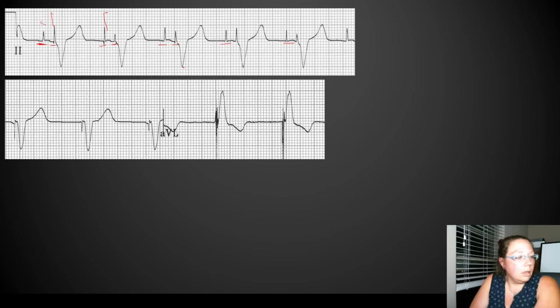Okay, so here we see the pacer spikes. You see this here? Pacer spike, pacer spike, pacer spike. Here's a pacer spike, here's a pacer spike. This one, you don't see any atrial pacer spikes. So this one is just a biventricular pacemaker.